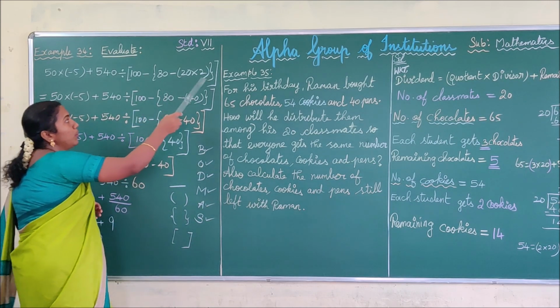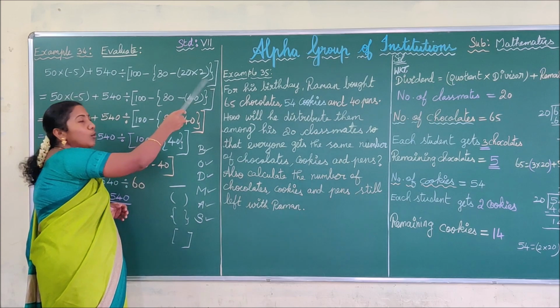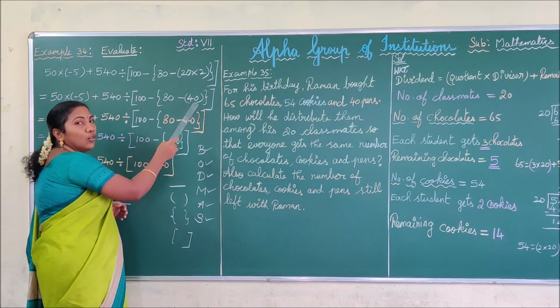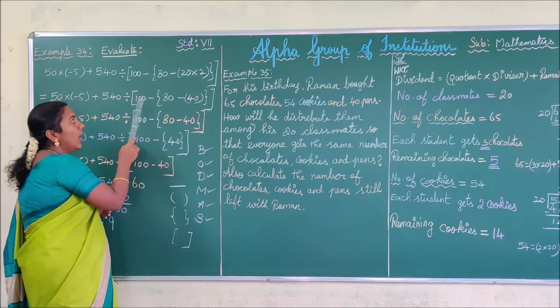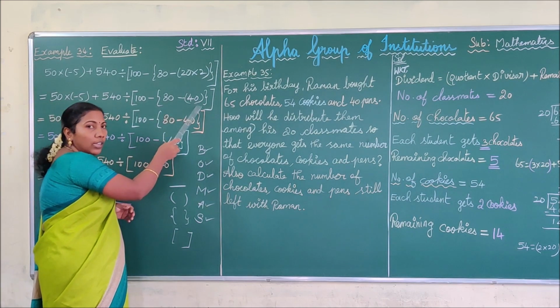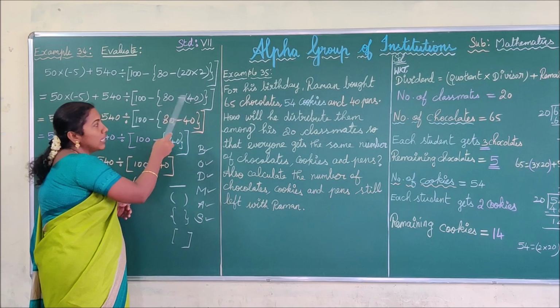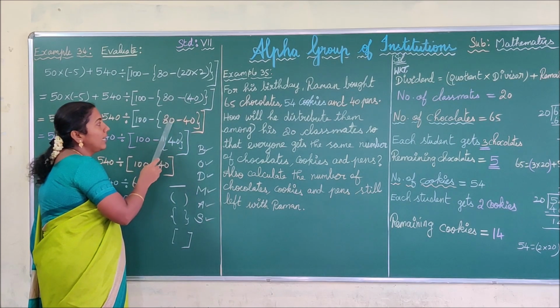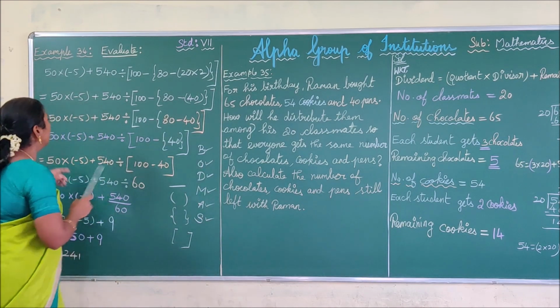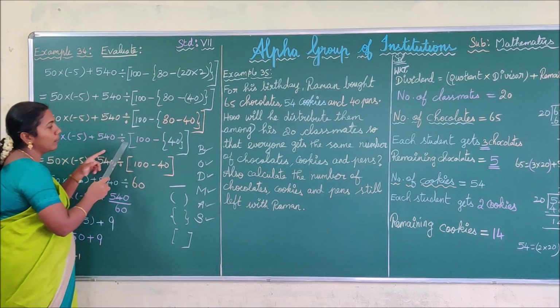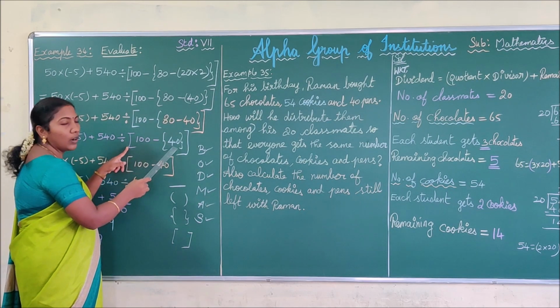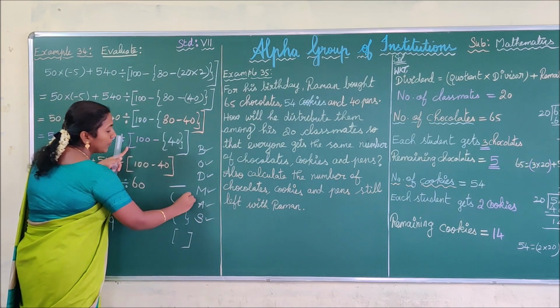Within the simple bracket you have 20 into 2. Multiply 20 with 2 and you get 40. Thus we write 50 into minus 5 plus 540 divided by 100 minus 80 minus 40. Now we bring this 40 outside the bracket. See the next step: 50 into minus 5 plus 540 divided by 100 minus 40. Thus we have evaluated the simple bracket.